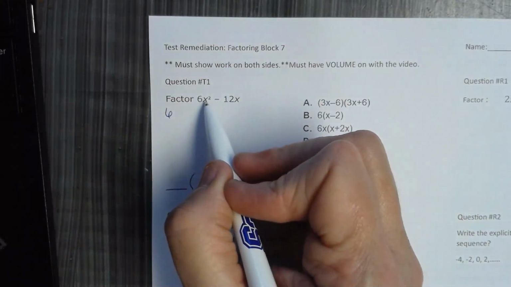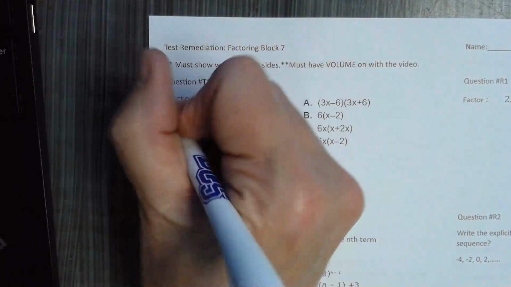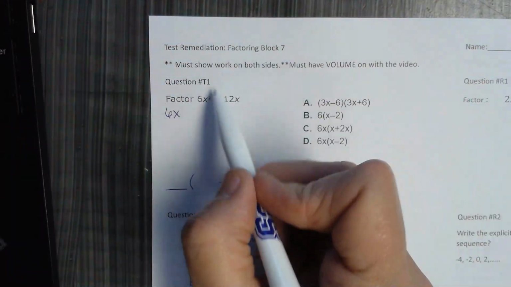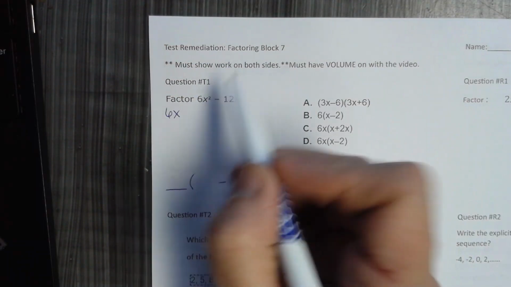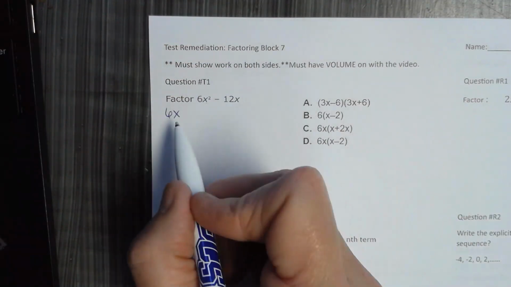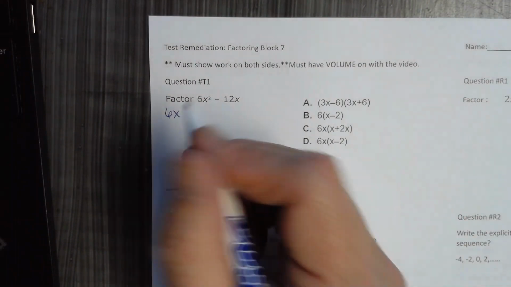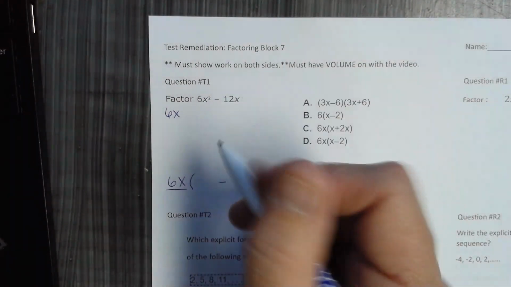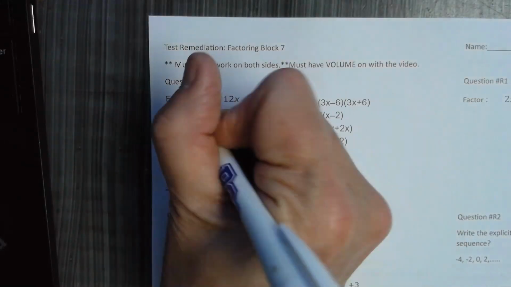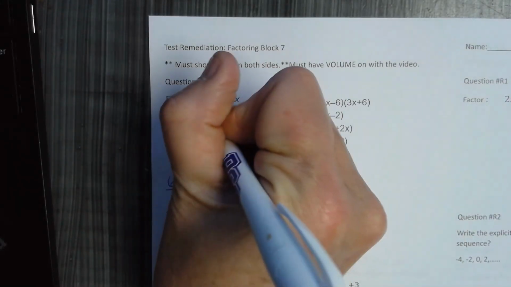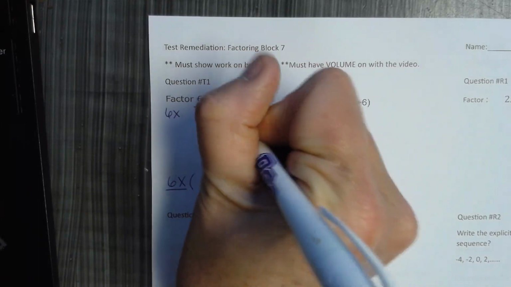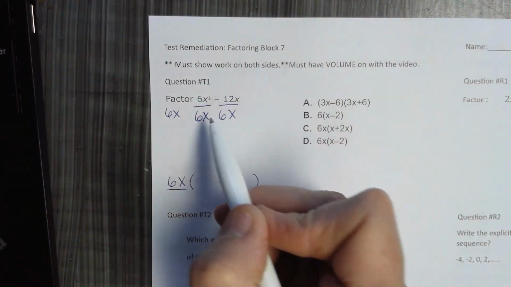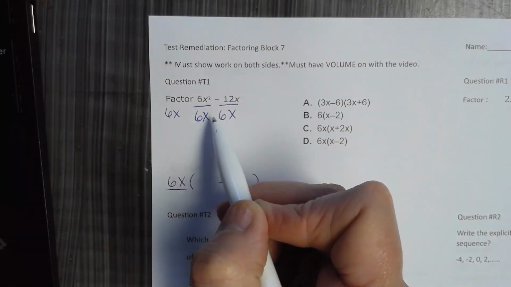And then there's an x in both terms, so an x is a common factor, and I want to pick the lowest power. This is a power of 2, and that's a power of 1, so I want to pick the power of 1. So that goes on the outside of the parenthesis. Now, in order to figure out what goes on the inside of the parentheses, I want to divide all of my terms by the greatest common factor.